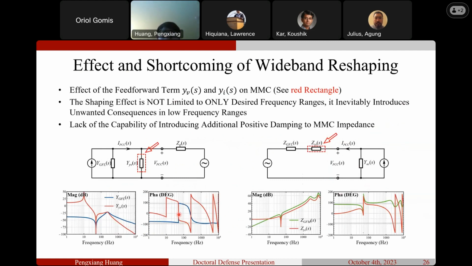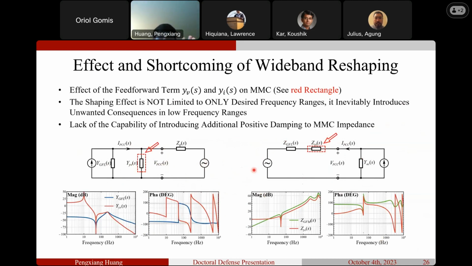I won't dive into details on this page, as I could talk about this single page for more than 10 minutes. But there are two things that I want to emphasize here. First, the voltage feedforward term introduced a parallel element with MMC, and the current feedforward term introduced equivalently a series element with MMC. And the other thing is, because you are doing wideband reshaping, you didn't consider its effect on low frequency during your design, but you have to evaluate it after you apply the wideband reshaping.